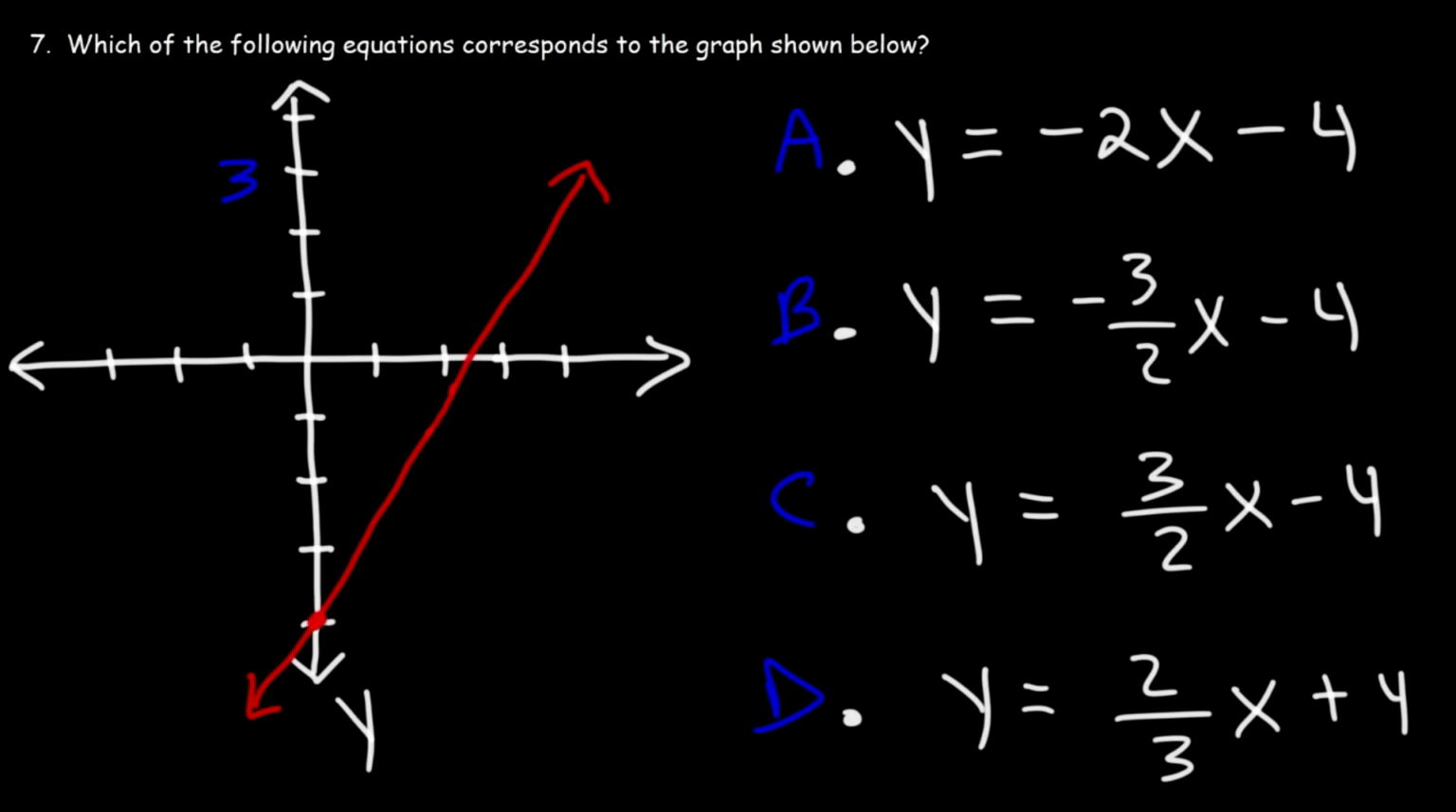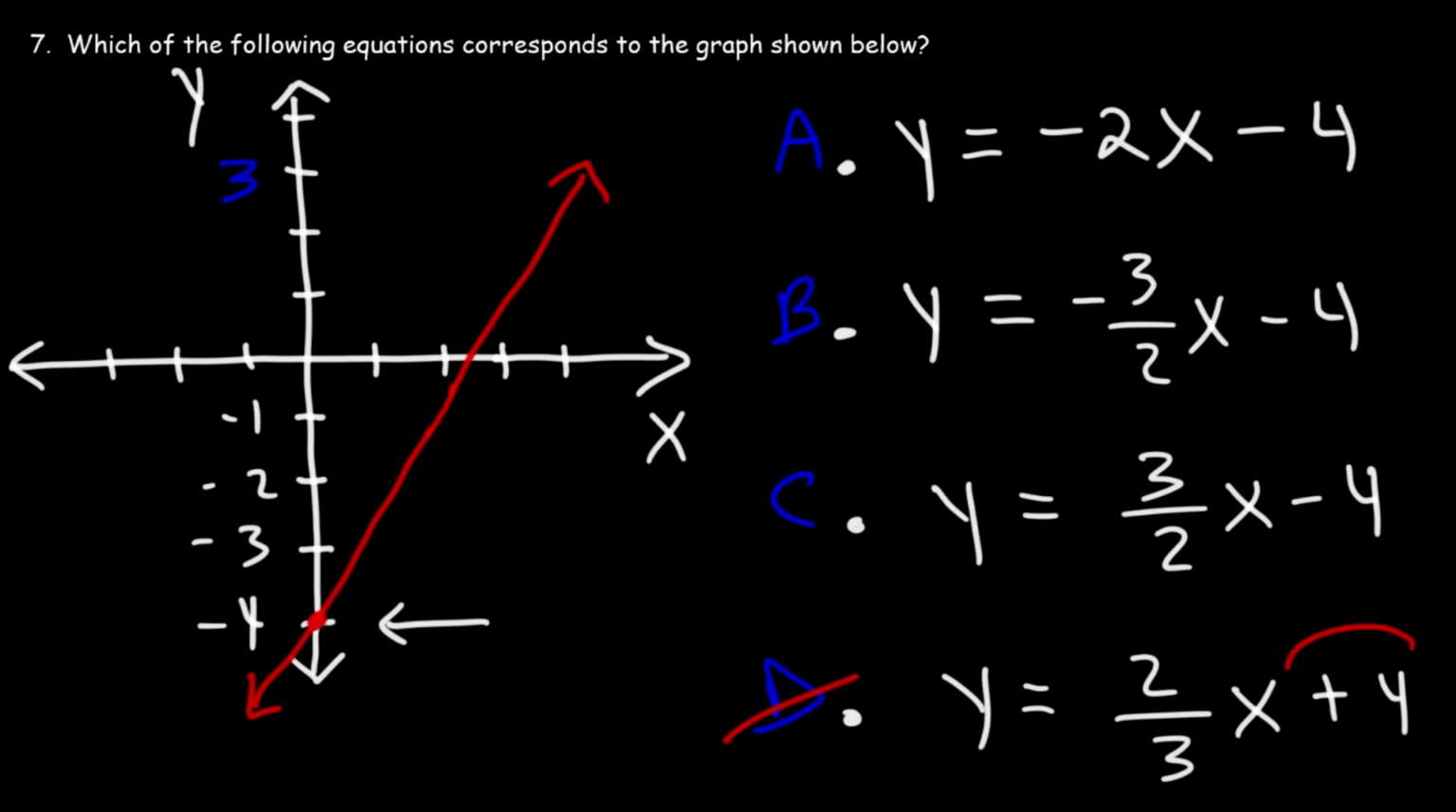Now, what is the y-intercept for this particular line? Basically, it's where the line touches the y-axis. So the vertical axis is the y-axis, the horizontal one is the x-axis. And we can see that every mark represents 1. So on the y-axis, this is negative 1, negative 2, negative 3, negative 4. So the y-intercept, our b value, is negative 4, which means we can eliminate answer choice D, because here the y-intercept is positive 4.